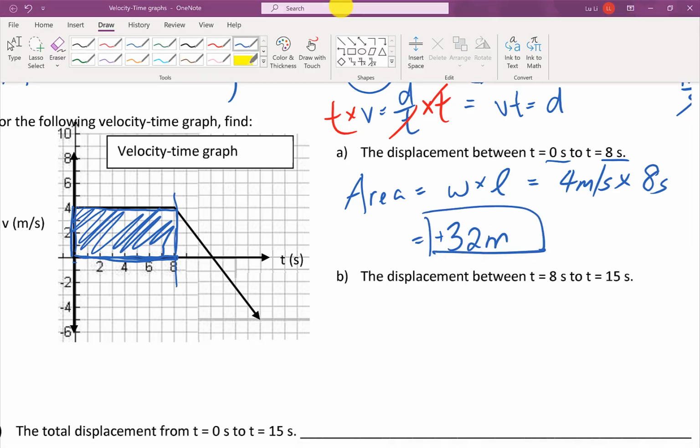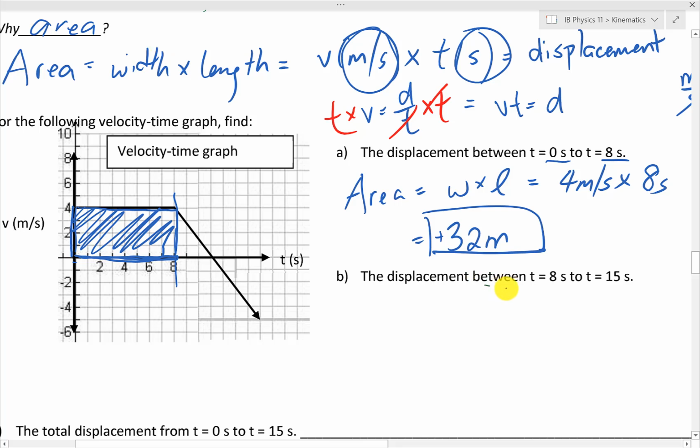The next question, we are to find the displacement between 8 seconds and 15 seconds. So that's 8, 9, 10, 11, 12, 13, 14, 15, right there, 15 seconds.